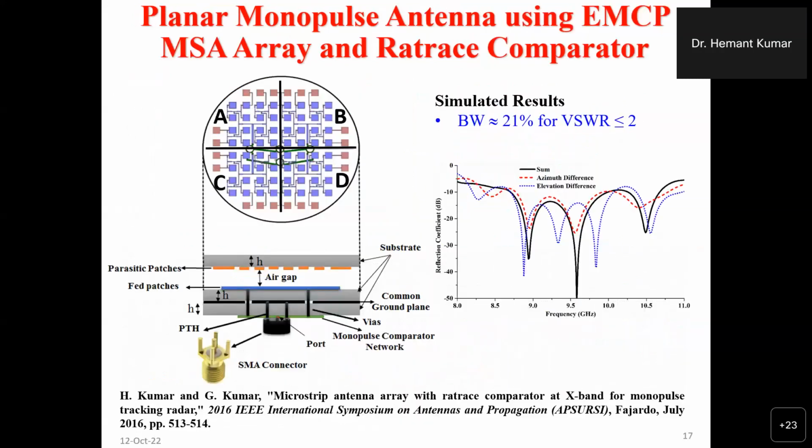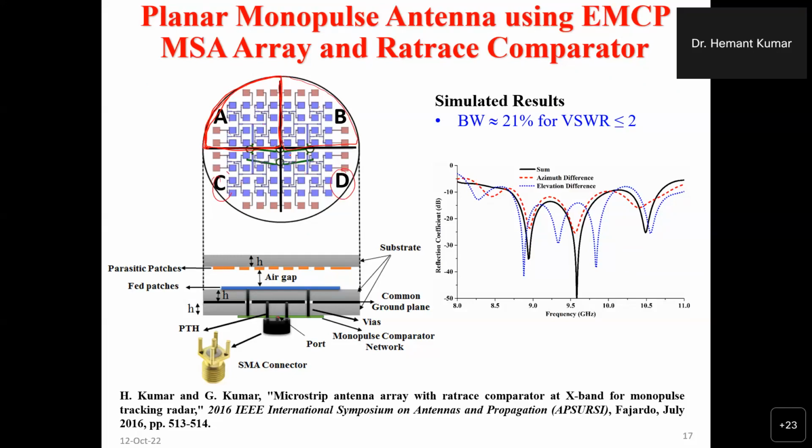So after discussing these two, the antenna part and the comparator part, the main task is to integrate the antenna with the monopulse comparator. As I showed you, we designed EMCP with the hybrid technique. This is the same antenna, which we integrated with other 3 of the same type. This is A, this is B, then this is C, and this is D. So 4 of these antennas are integrated.